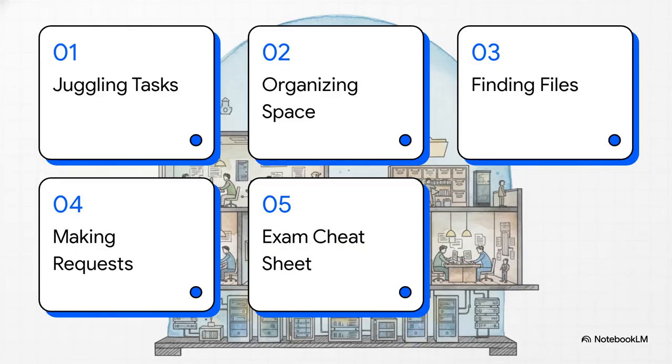So, here's the game plan. First, we're going to see how our manager juggles all the employees and their tasks. Then we'll look at how it organizes the office space itself. Third, how it runs the company filing cabinet. After that, we'll see the official way employees have to make requests. And finally, we'll wrap it all up with a quick cheat sheet to lock it all in for your test.